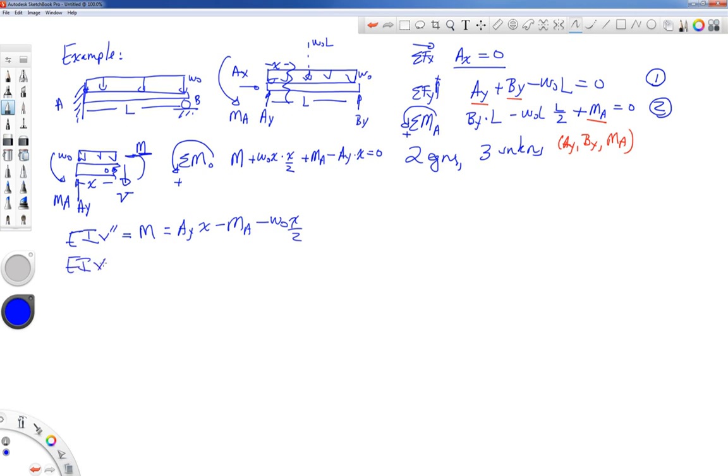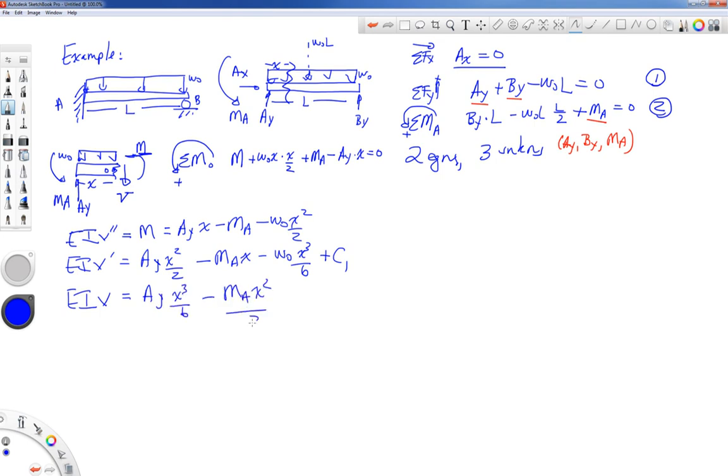I will integrate this once. EIV prime equals AY X squared over 2 minus MA X minus W naught, that should have been a squared, minus W naught X cubed over 6, and I have a constant of integration I'm going to call C1. If I do this again, I will have the V equation is equal to AY X cubed over 6 minus MA X squared over 2 minus W naught X to the 4th over 24 plus C1X plus C2.